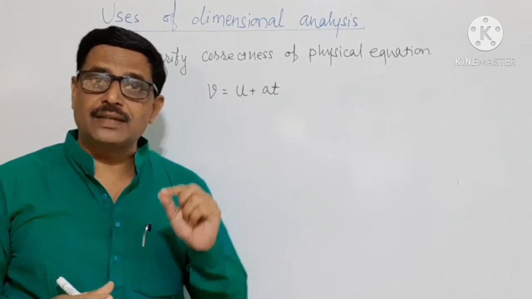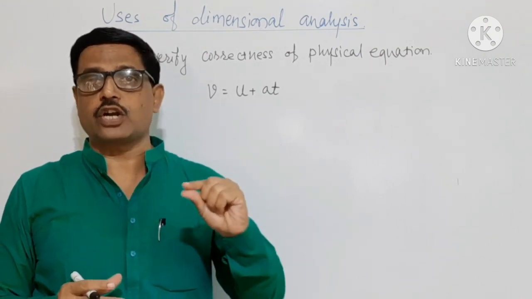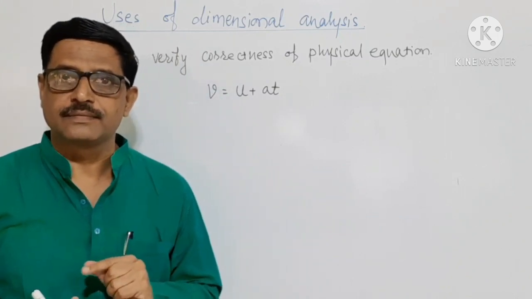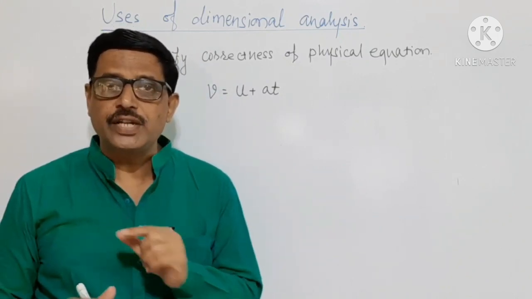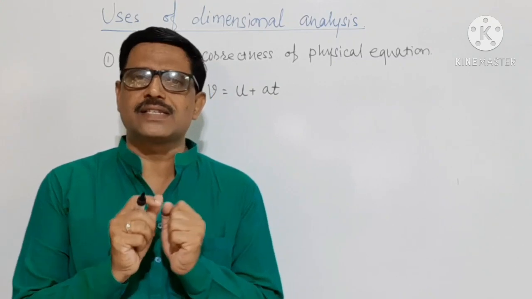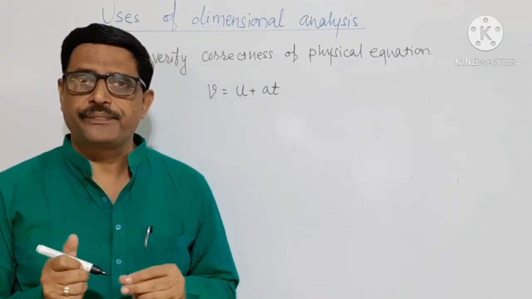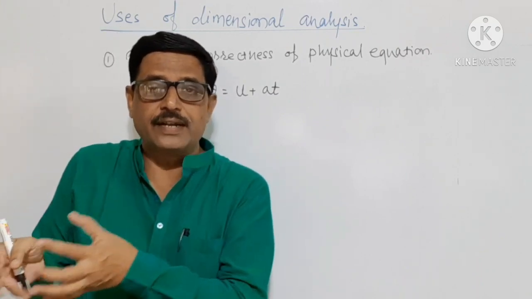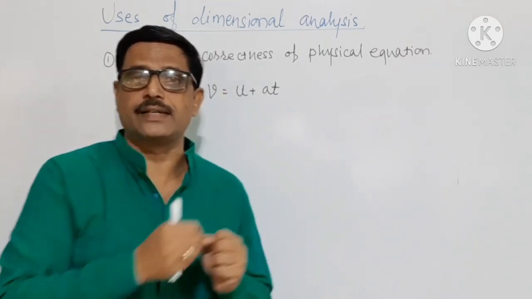Now, whether the given equation is correct or not, that can be seen dimensionally. How it is seen dimensionally? It's very obvious that whenever we are writing the equation, there are terms in the left hand side and terms to the right hand side.